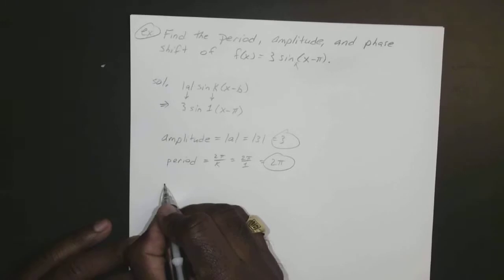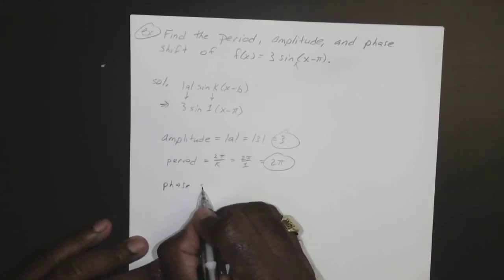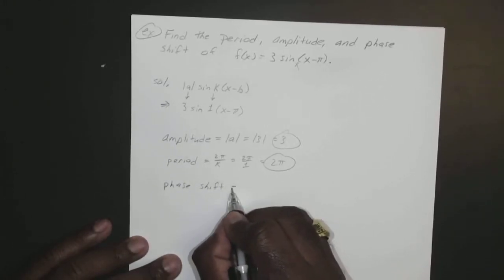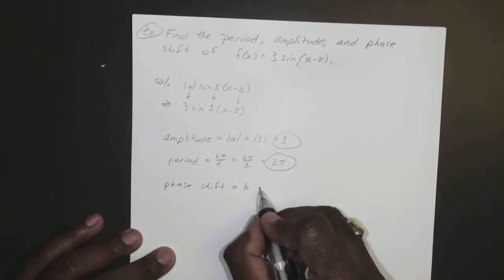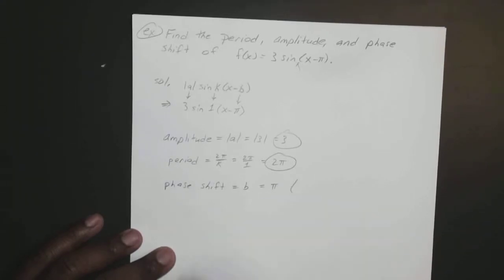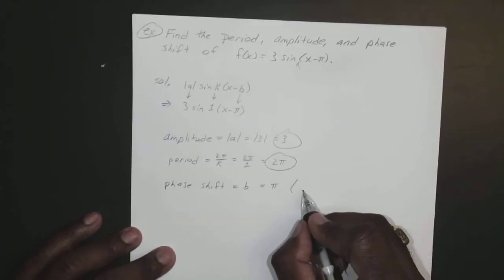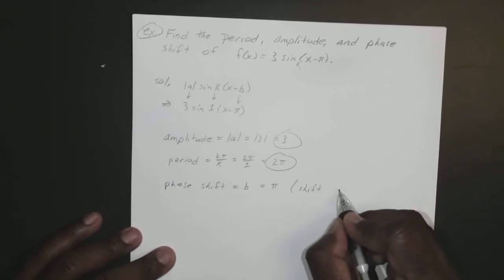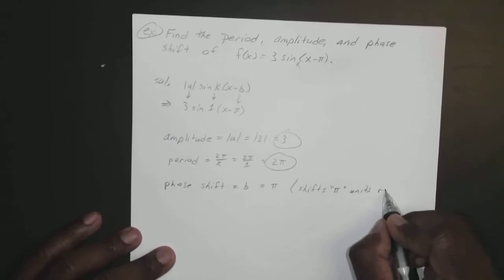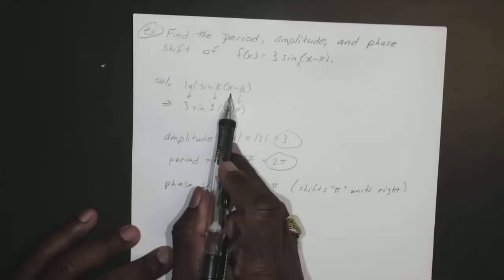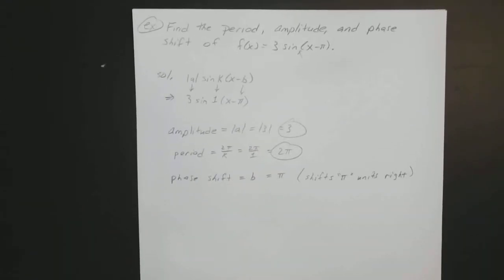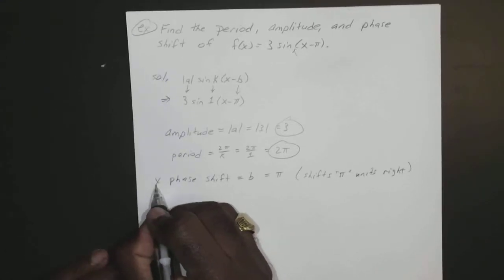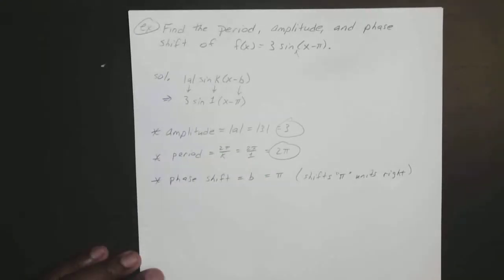Now your phase shift, remember that's equal to b. So in this case, your phase shift is pi, which means it's positive, so it's shifted pi units right. Because remember, when it's minus inside of there, it's shifting to the right. Now they didn't ask for the interval, but I'm going to just show you how to find the interval.